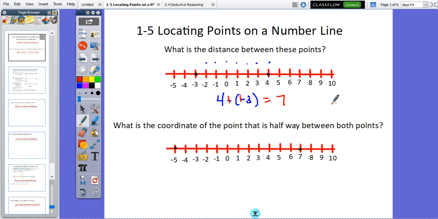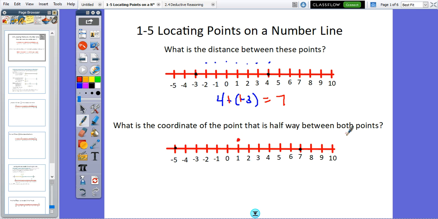Again, that was correct. But what about coordinates that are halfway between? Many people will say, all right, so I count 1, 2, 3, 4, 5, 6, 7, 8, 9, 10, 11, 12. So it's 12 units, so halfway will be 6. So we'll count 1, 2, 3, 4, 5, 6 units. So that's the halfway mark.